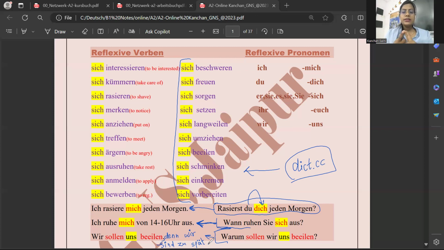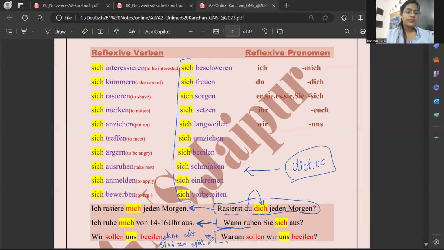First thing, they can always be seen with sich. Sometimes you don't have the whole sich, maybe only s with a dot. Second thing, if a reflexive verb is used in the sentence, you need to use a reflexive pronoun. Reflexive pronouns we have only five: mich, dich, sich, euch und uns. Then the remaining things are as usual. The sentence structure should now be updated. And any query, please ask me first about reflexive verbs.